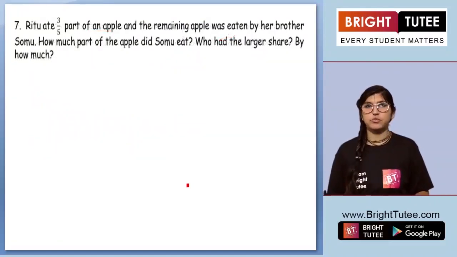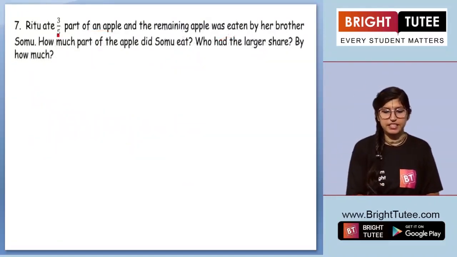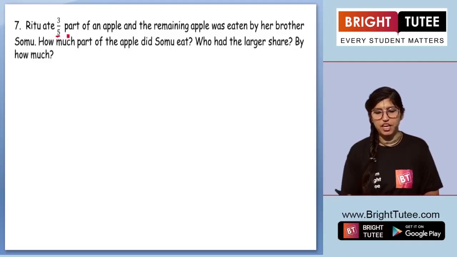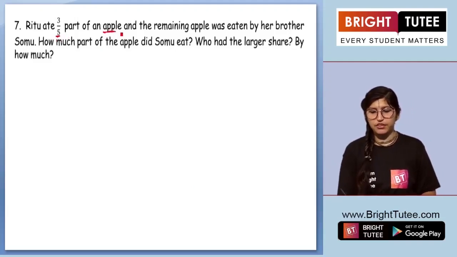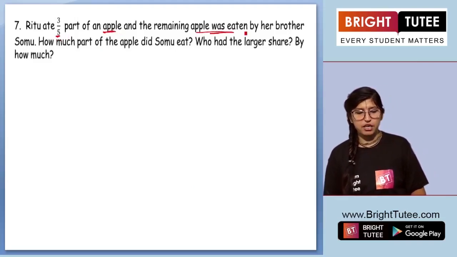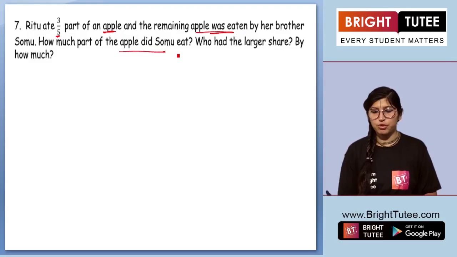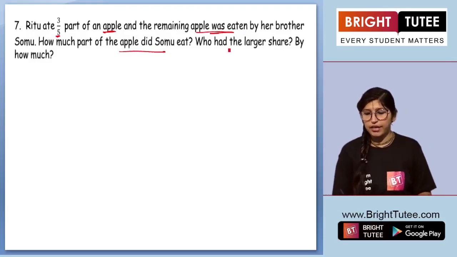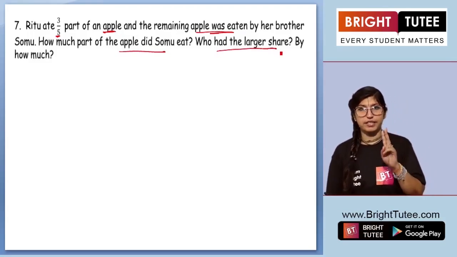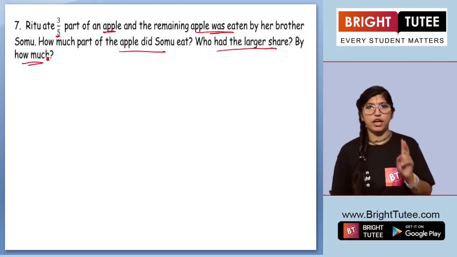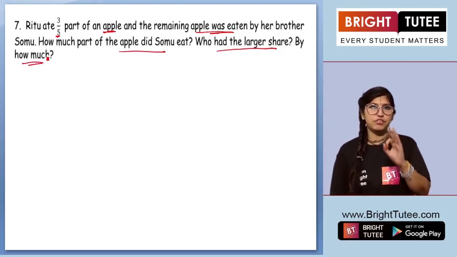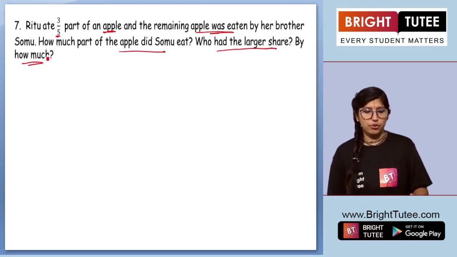So the next question is question 7. It says that Ritu ate 3 by 5 part of an apple and the remaining apple was eaten by her brother Somu. Now how much part of the apple did Somu eat? That is the first question. And who had the larger share? Second question, by how much? That is the third question. So in this question we have 3 parts.